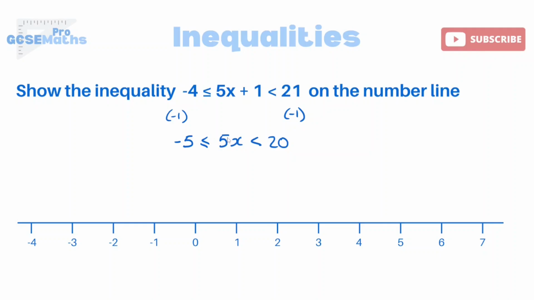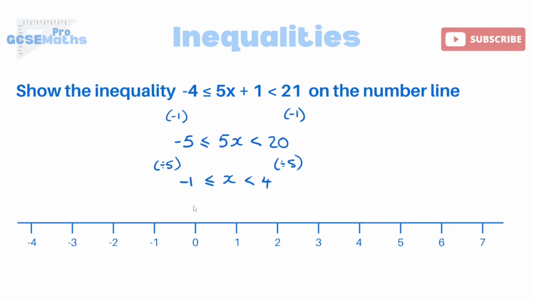And finally, I just need to then move the 5, don't I? Which I would have to divide by 5, because that's currently 5x, which is multiply. Divide everything by 5. So minus 5 divided by 5 is minus 1. Same symbol again. 5x divided by 5 is just 1x. Same symbol again. And 20 divided by 5 is 4. So that's your new inequality, okay?